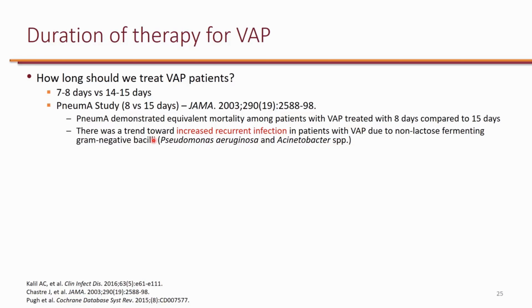However, when they did subgroup analysis, in the group of patients who had VAP due to non-lactose fermenting organisms such as Pseudomonas and Acinetobacter, there was increased recurrent infection in the group of patients who received 8 days of treatment. And because of that, we started to treat patients who had VAP due to Pseudomonas or Acinetobacter for 14 days.